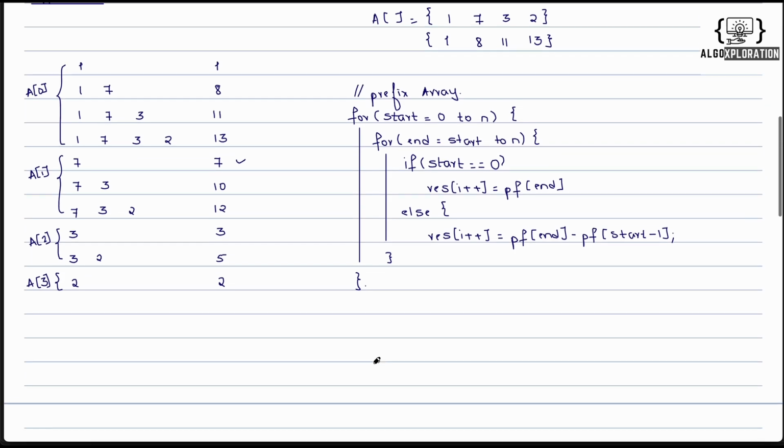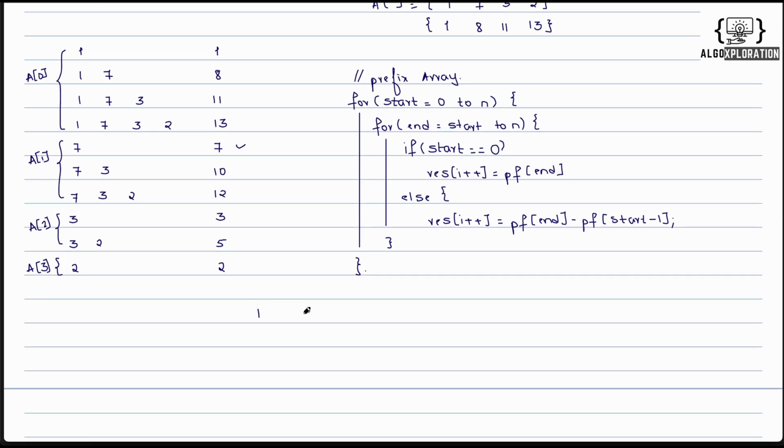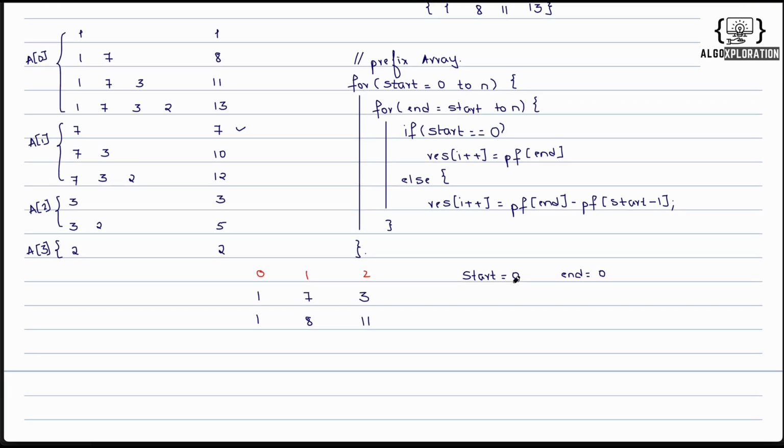Let's try to run it with 3 elements: 1, 7 and 3. Indices are 0, 1 and 2. The prefix sum will look like this: 1, 8 and then 11. Right now start will be 0 and end will also be 0. If my start is equal to 0, I simply have to store prefix sum of end, right? And the value of end is 0, so 1 will be my answer. So I am storing in the resultant array as 1.